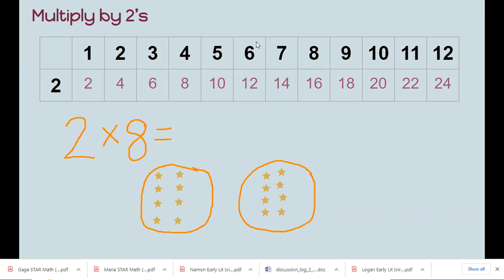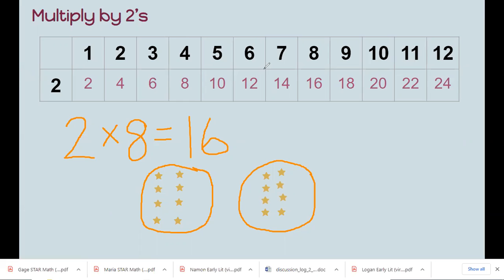Now let's count and see how many stars I have all together in my 2 groups of 8. Ready? Count with me. 1, 2, 3, 4, 5, 6, 7, 8, 9, 10, 11, 12, 13, 14, 15, 16. 2 groups of 8 equals 16 altogether.